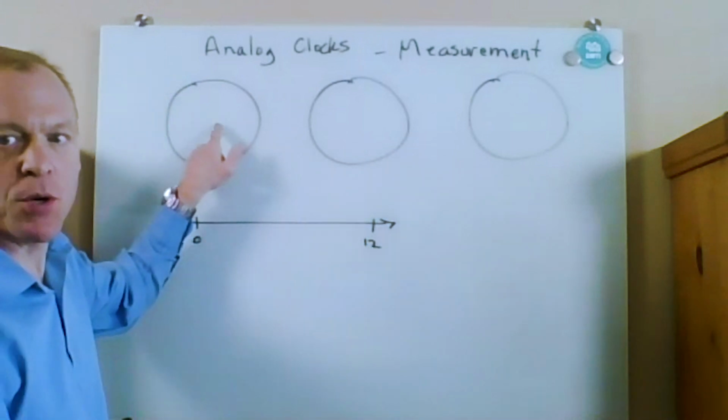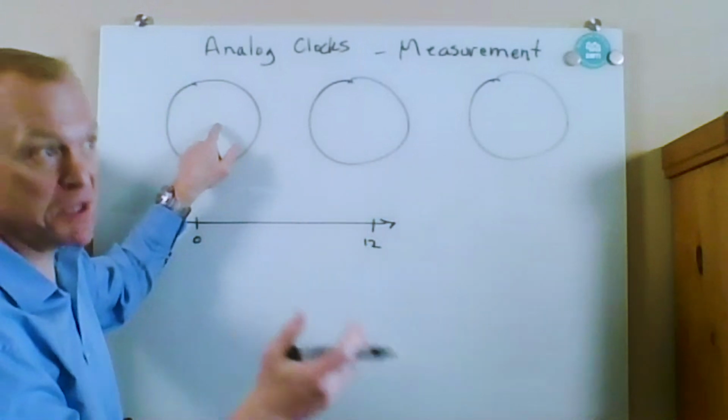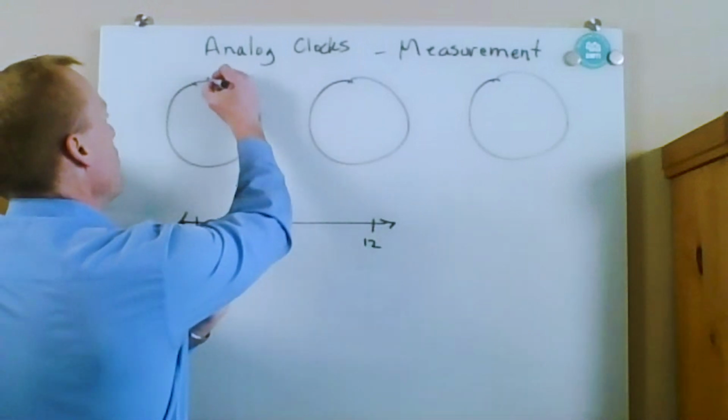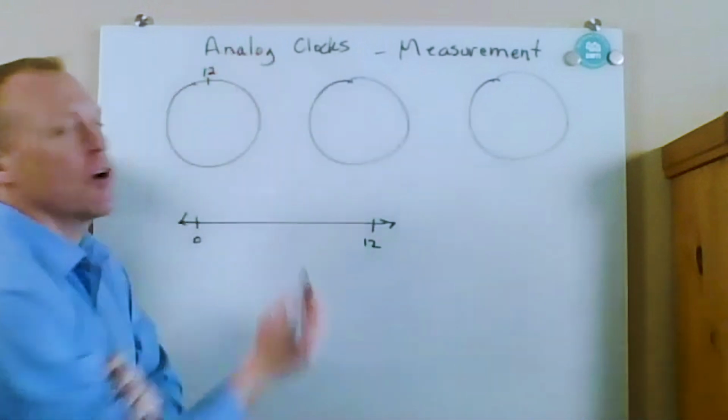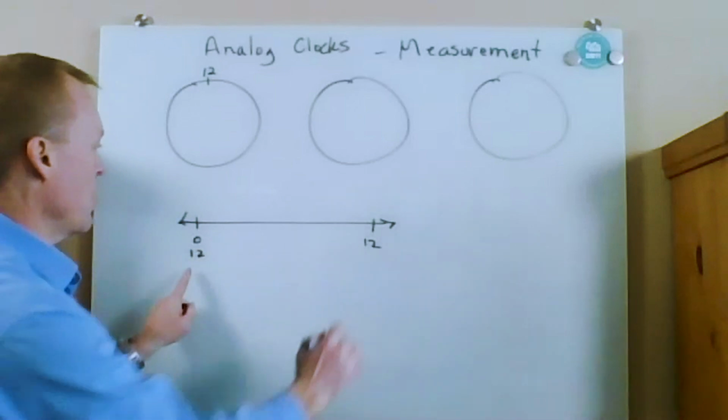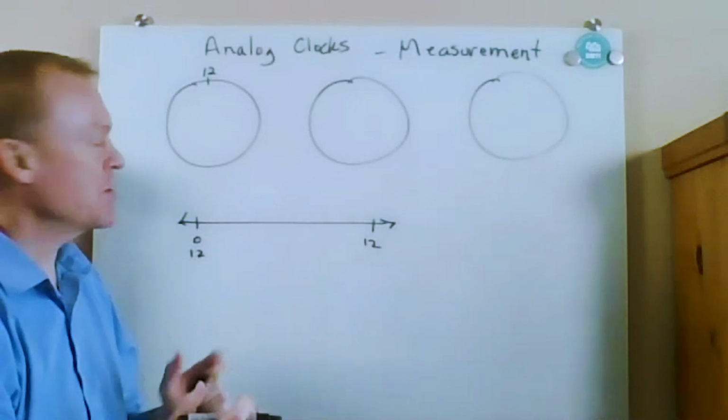Within our clocks, though, our 0 really, if we're talking military, it does go 0 to 24, but our analog clocks, our 0 point, we start with 12 as well. So I'm going to actually put 12 here. So we're going from 12 to 12. We're going to match this.